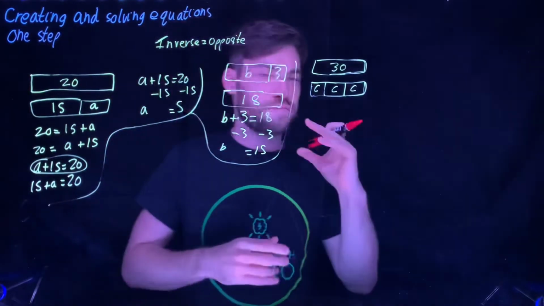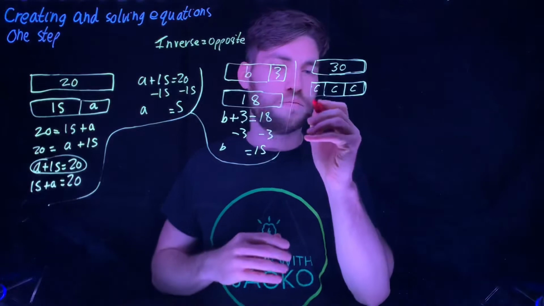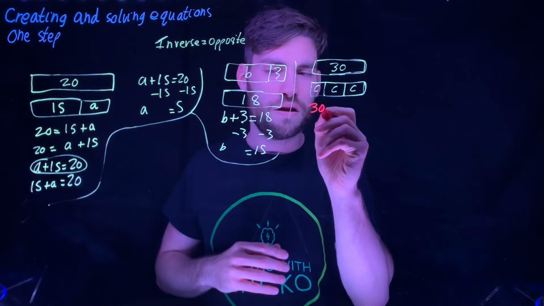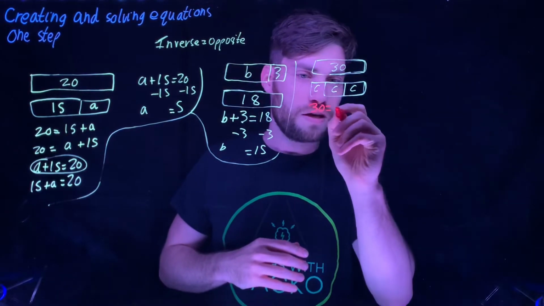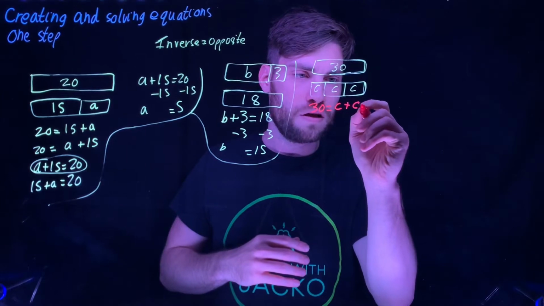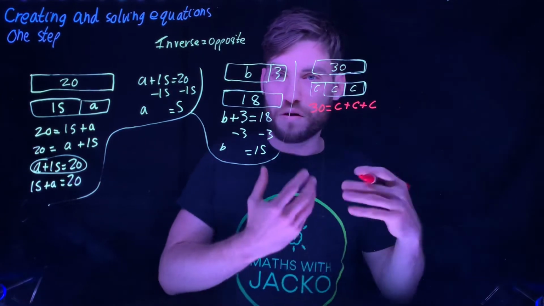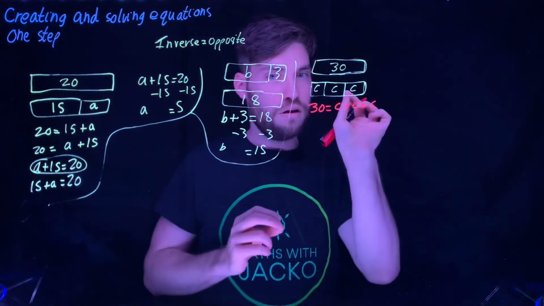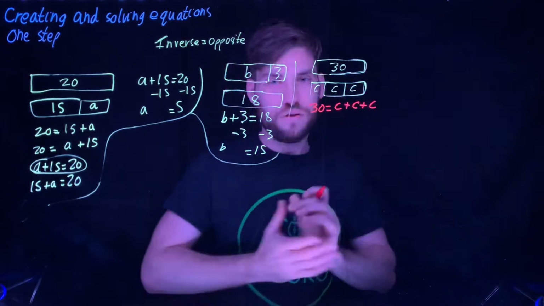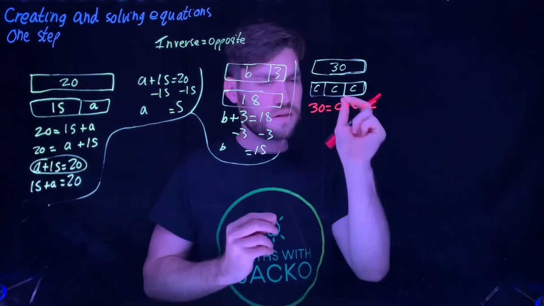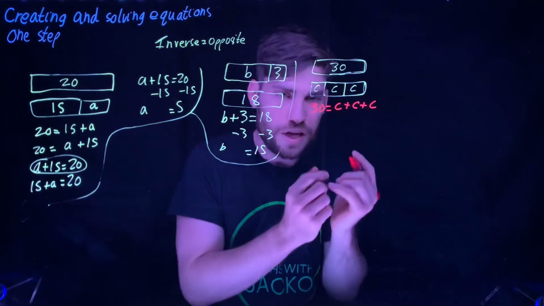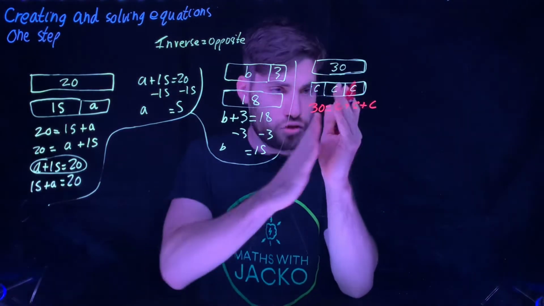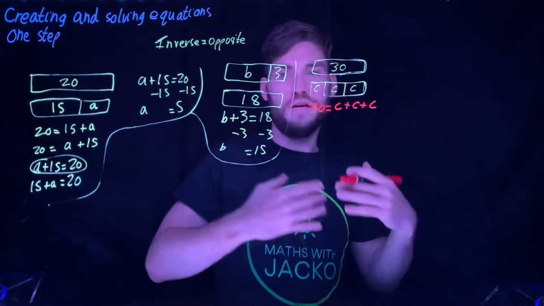Right, so this time, can you create an equation? So 30 equals C plus C plus C. So if you want to get more algebraic now. So obviously this time, each letter represents the same value. Okay, each letter is the same value. And hopefully you should see that's 3 things. Something, add something, add something equals 30.